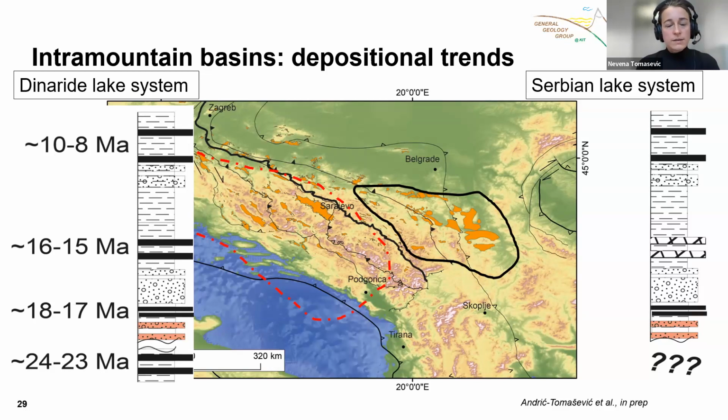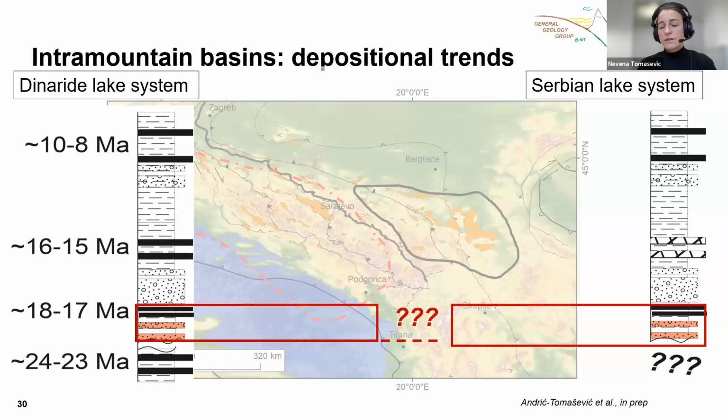However, in lakes in the Dinaride and Serbian lake system from 18 or 17 million years ago, the depositional environments and sequences are very similar. And they usually start with coarse grain alluvial clastics, reds, which are intercalated with shallow water limestones and some coals.